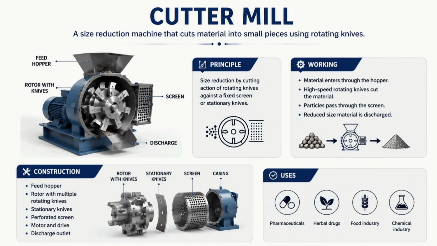Okay, so let us see the uses of this mill. It is mainly used for fibrous crude drugs, such as roots and leaves. What are the advantages of this method? It is highly suitable for fibrous materials, continuous operation, low heat production. What are the disadvantages? It is not suitable for hard materials, and blade wear may occur.